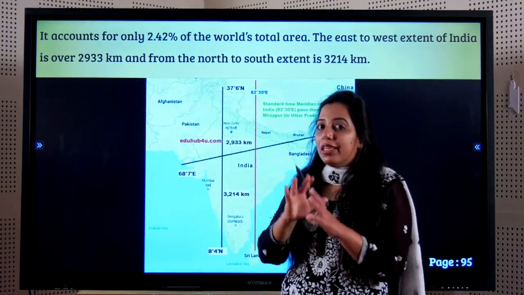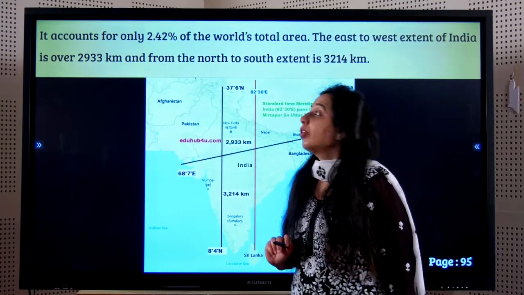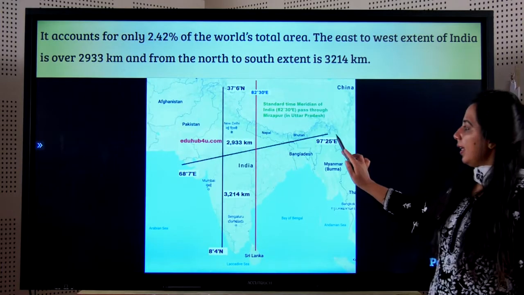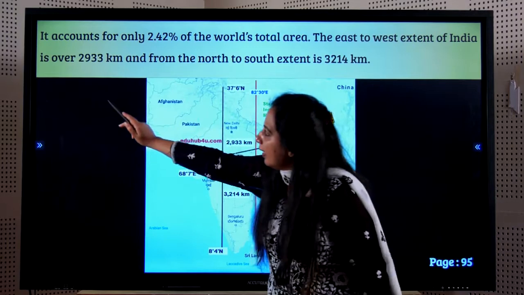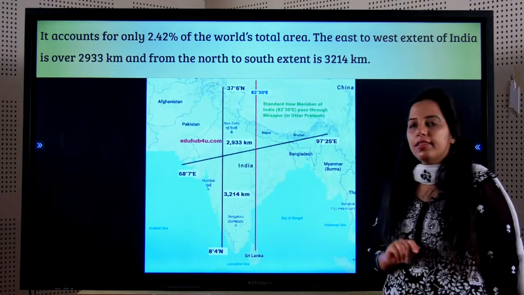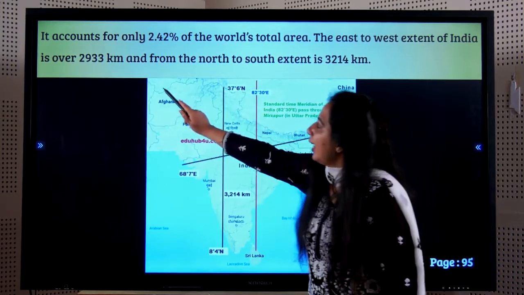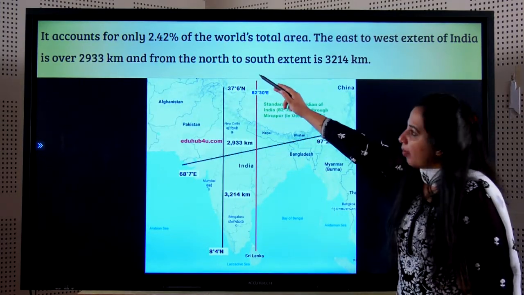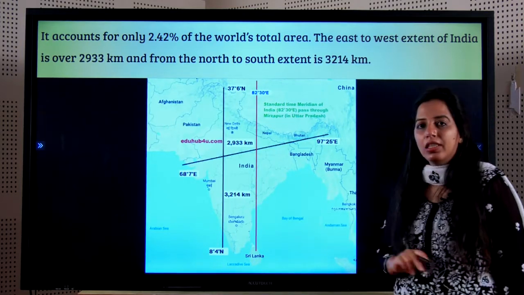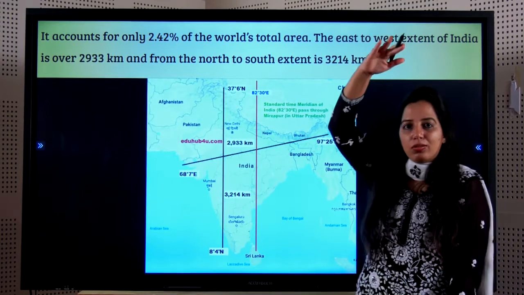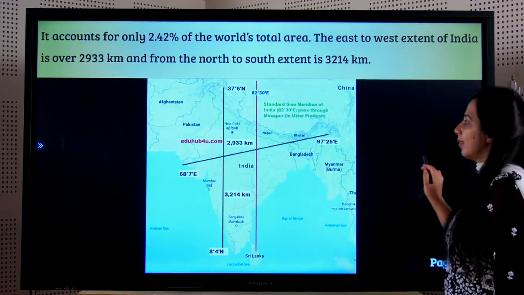And what percent of the world's land does India occupy? Just 2.42%. The east to west extent of India is over 2,933 kilometers, east to west. And from north to south, it is 3,214 kilometers. So north to south is more than east to west.